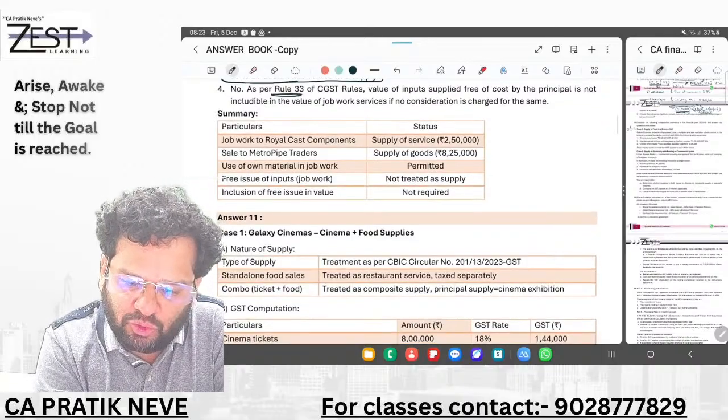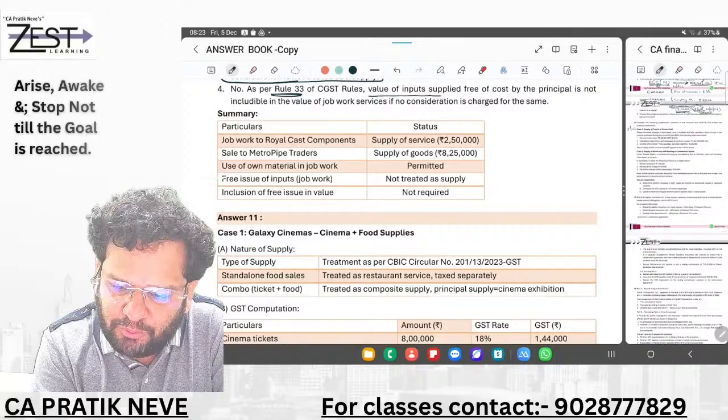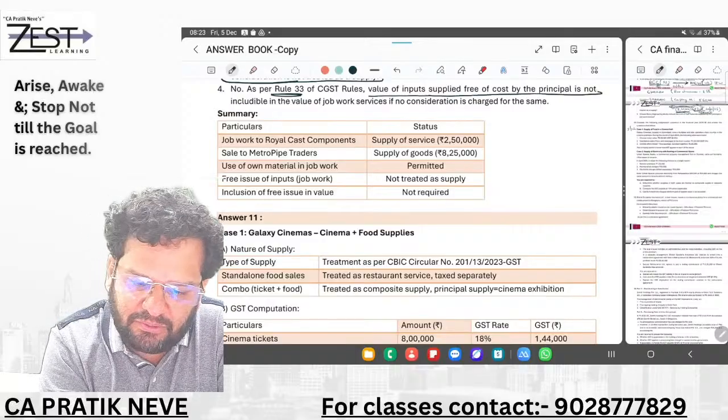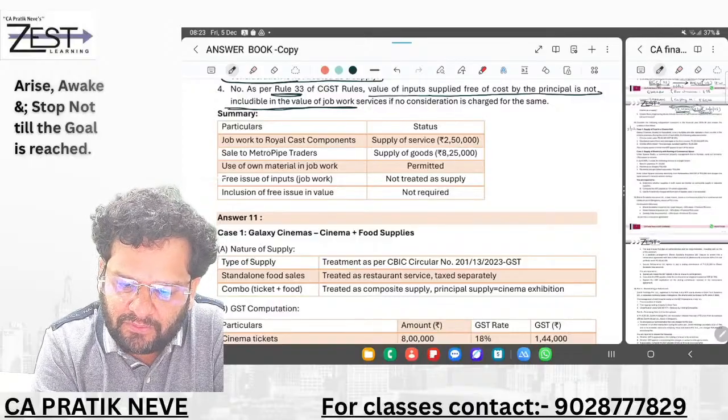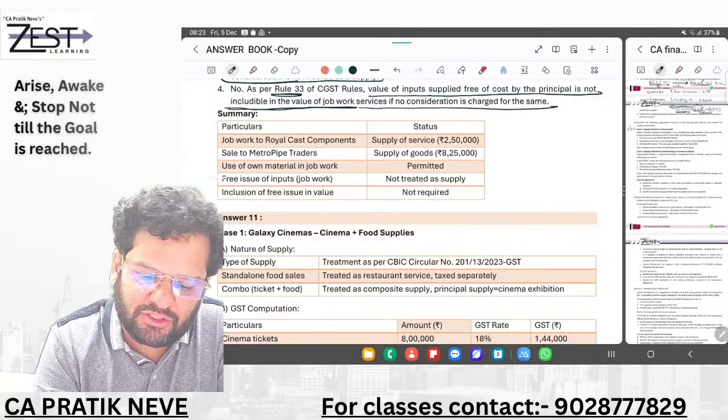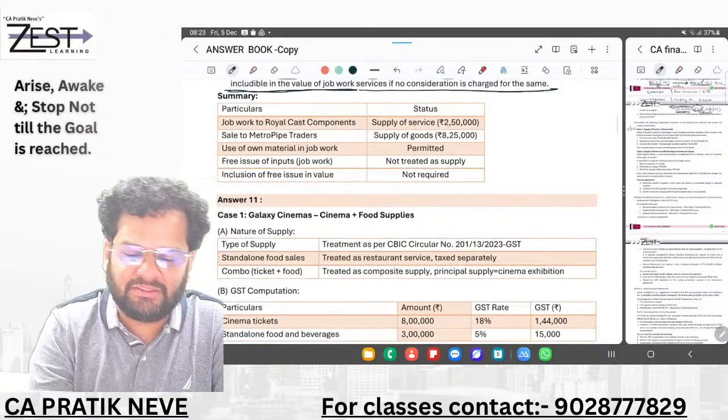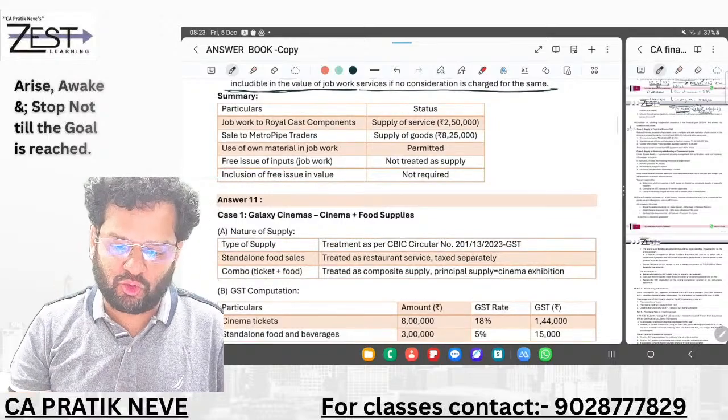No, as per rule 33, the value of input supplied free of cost by the principal is not includable in the value of job work if no consideration is charged for the same. Clear? This way you have to understand.